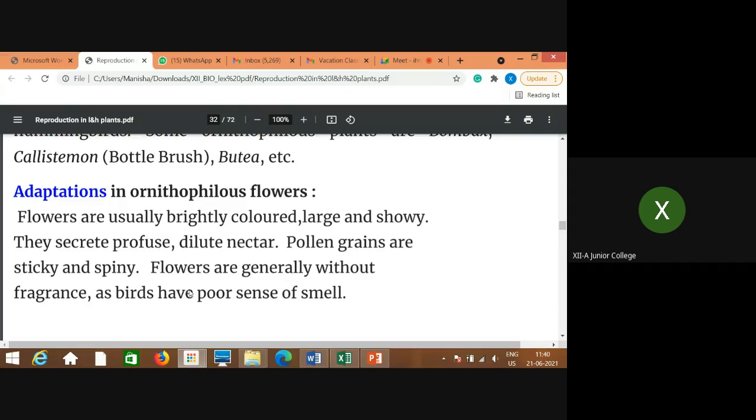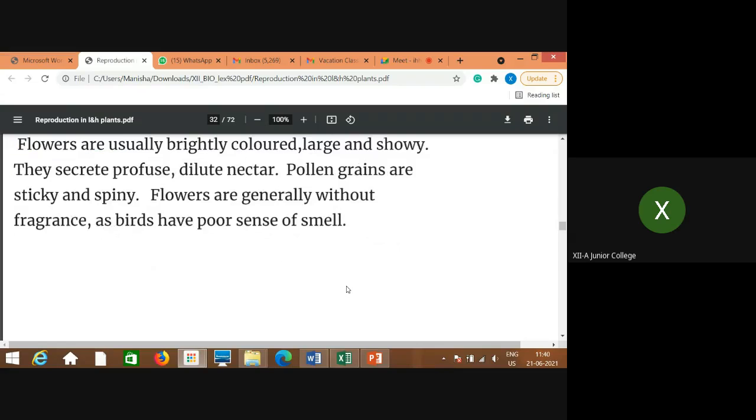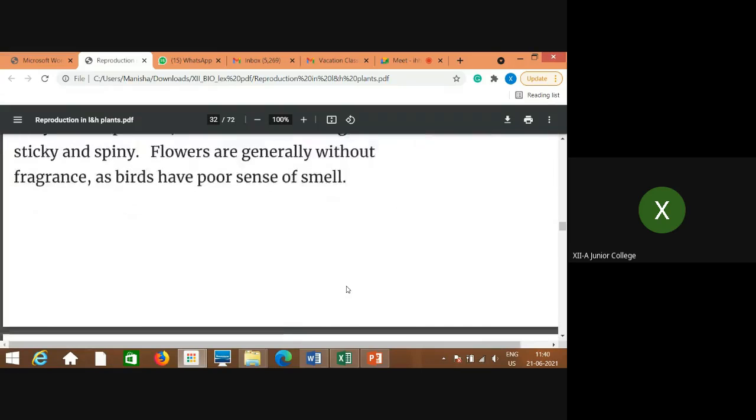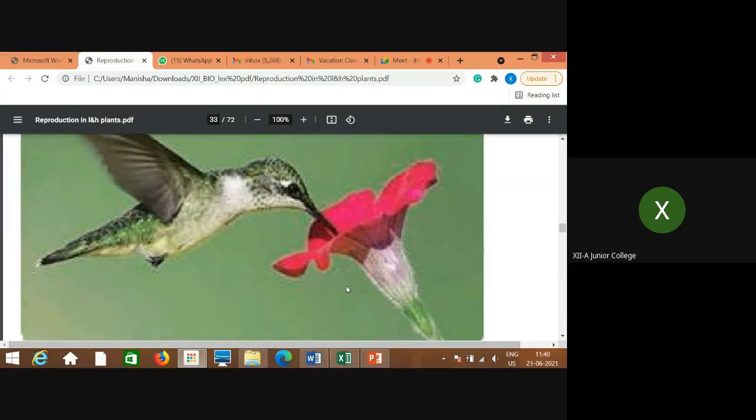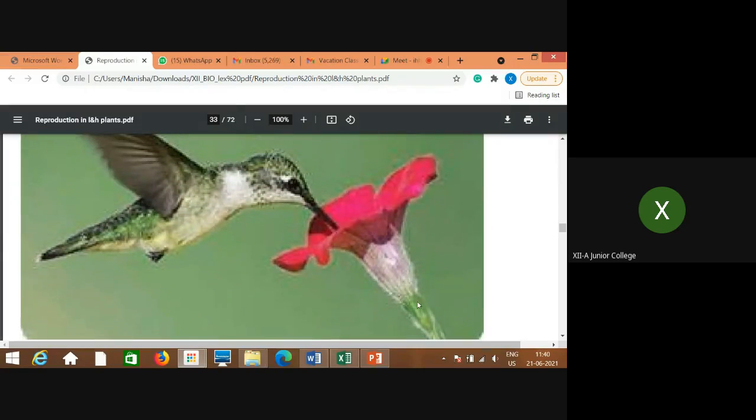So flowers are generally without fragrance, as birds have a very poor sense of smell. So they are not showing any fragrance, but they are producing a large amount of nectar. They are showy, brightly colored. See, this is a very common example. And see the structure of the flower also. It's tubular, so that very easily at the base of this flower, where the nectary glands are, they are secreting the nectar, this juice.